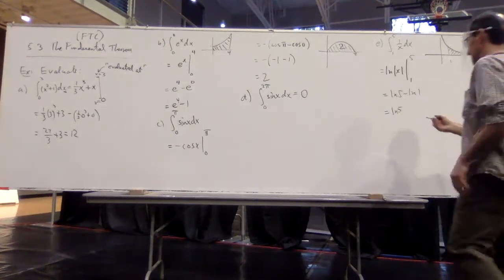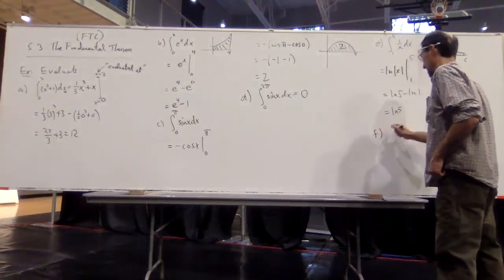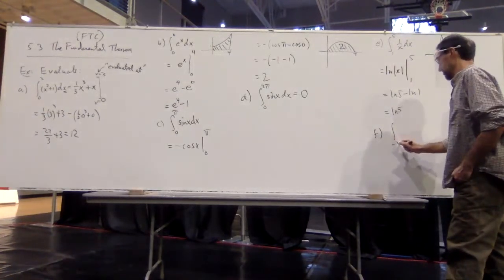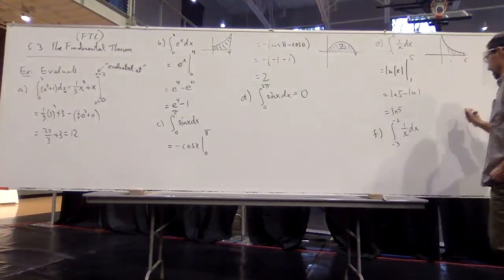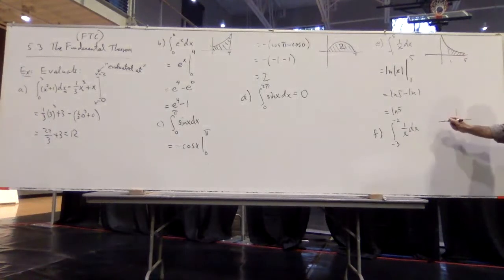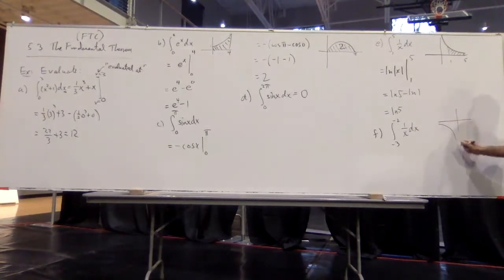How about F? The integral from -3 to -2 of 1 over x dx. Let me draw a picture. We have the same function, 1 over x, but now we're in negative territory, so we get the other side of the hyperbola. We go from -3 to -2. What kind of number is that integral going to be if we do the work correctly? It's going to be a negative number, because the area is down below.